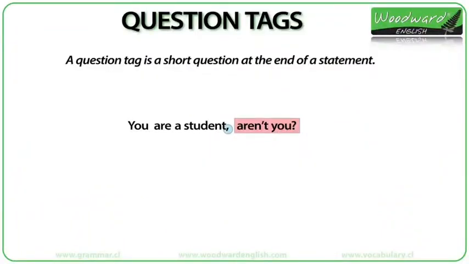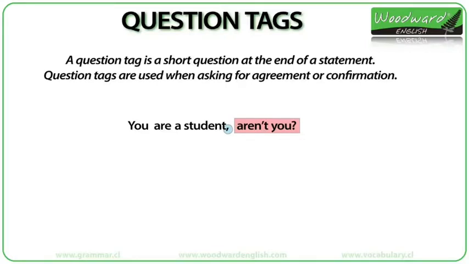A question tag is a short question at the end of a statement. For example, you are a student, aren't you? Aren't you is a question tag. You are creating a yes-no question at the end of your statement. In general, question tags are used when asking for agreement or confirmation. But we will see more about that in a moment.